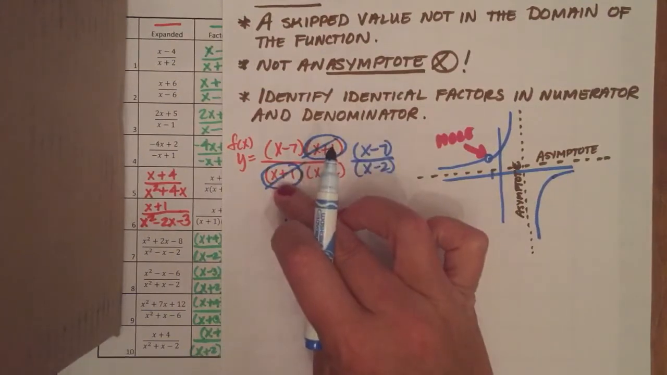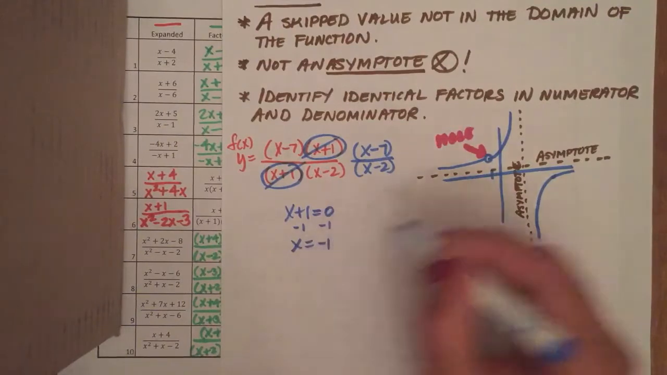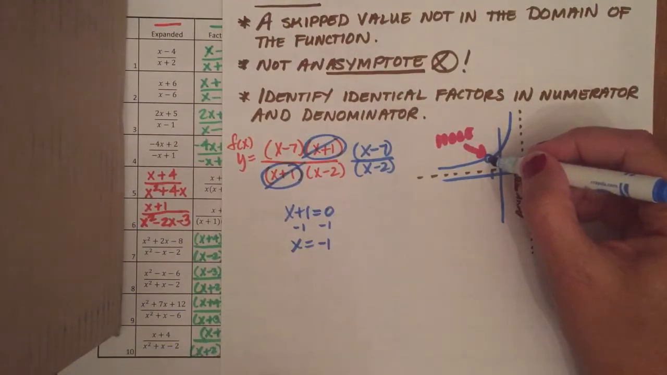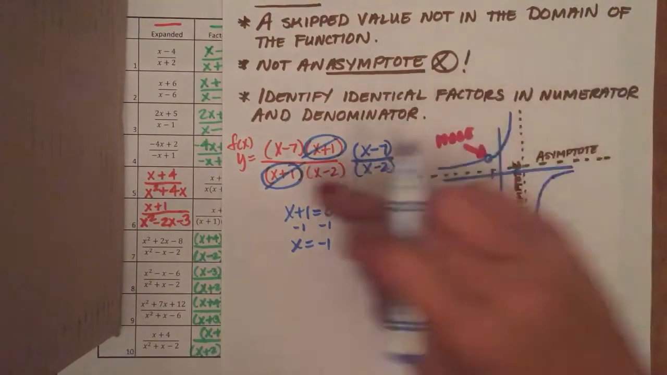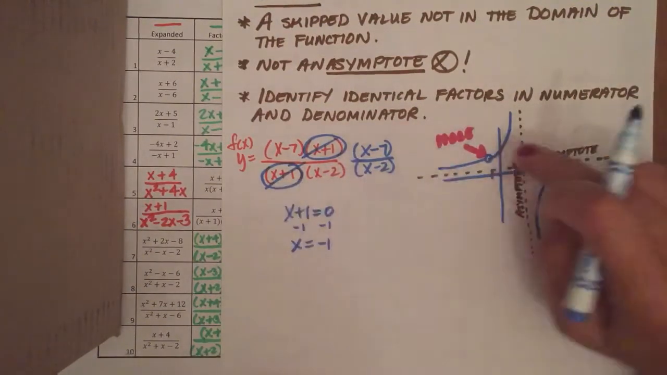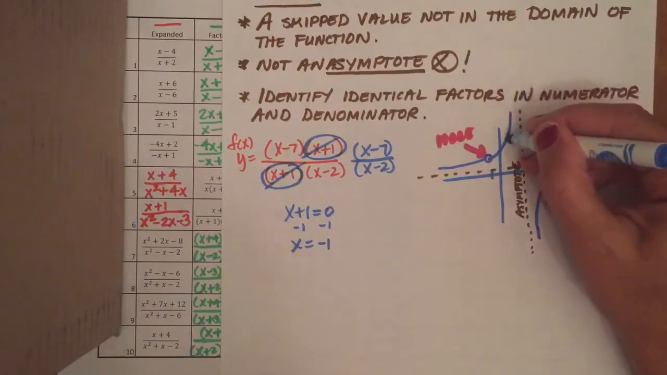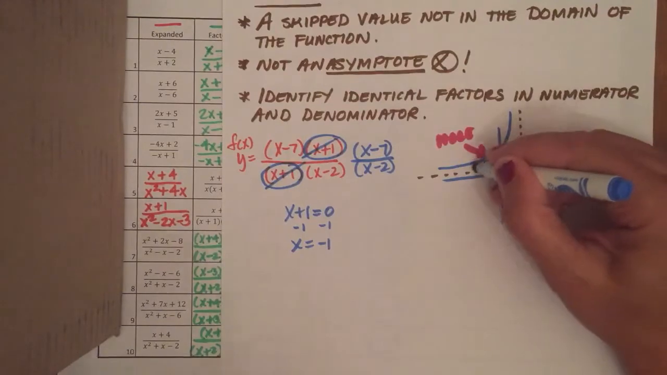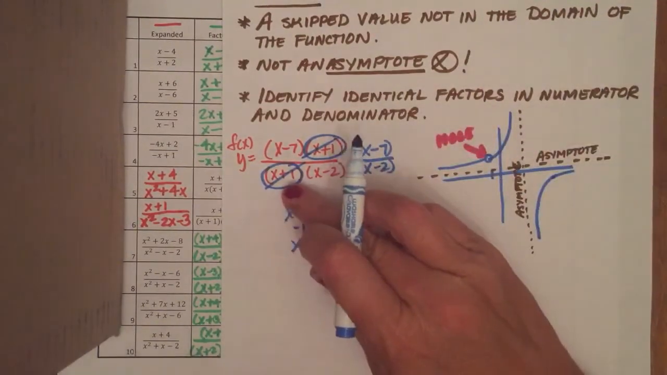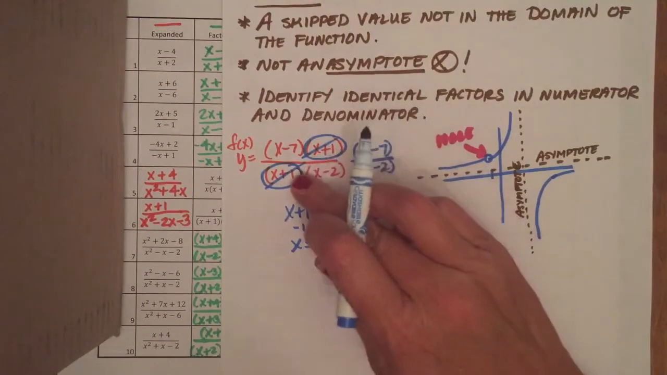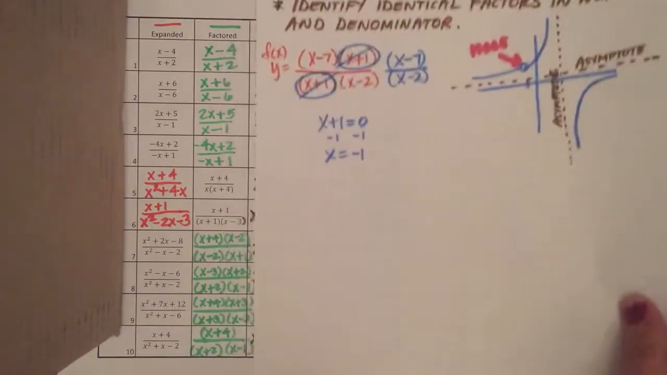Because it was x plus 1, you do the same thing. What would make x plus 1 equal to 0? At negative 1, you're going to have a hole. When x is negative 1, it's going to create a hole in the function. A hole meaning the function is going to keep going on its way and just skip over that point and keep going. That means this is not an asymptote. It's just a single point, and that's only when you have repeating factors in the top and the bottom. So let's look at another example.